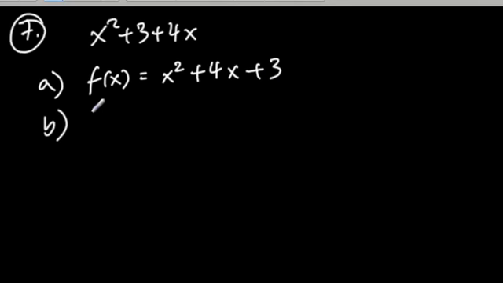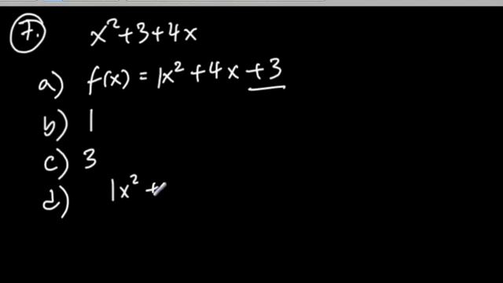Okay, b said to find the vertical stretch. It's going to be the leading coefficient for x squared, so it's simply 1. C says to find the y-intercept. It's always the constant, so that's going to be 3. D says to figure this out in factored form. So it's 1x squared plus 4x plus 3.